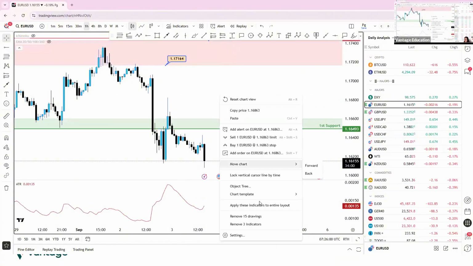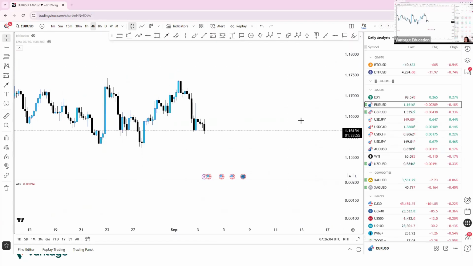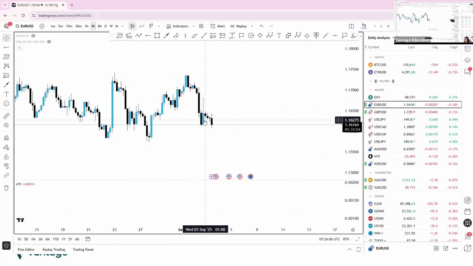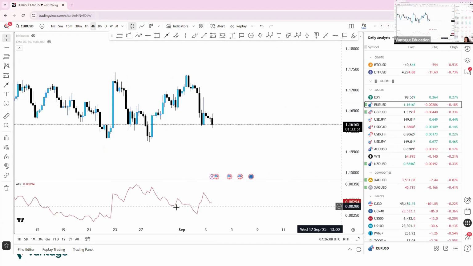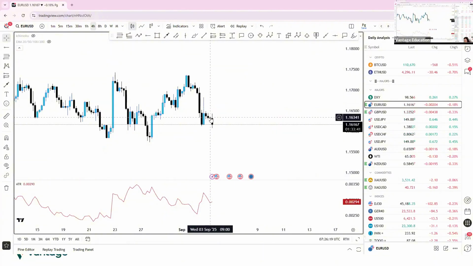Okay, let's look at the H4. Where's our ATR? Okay, the ATR is about 294. Let's just say your ATR is about 290 to 302. I just put 290, easy. So that would be 0.00295.